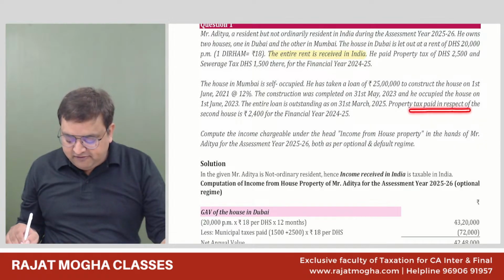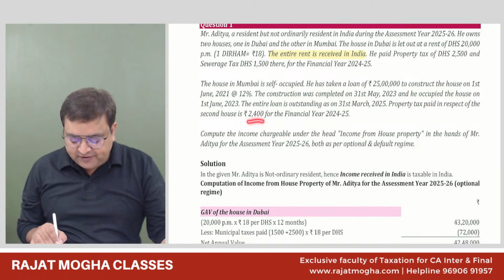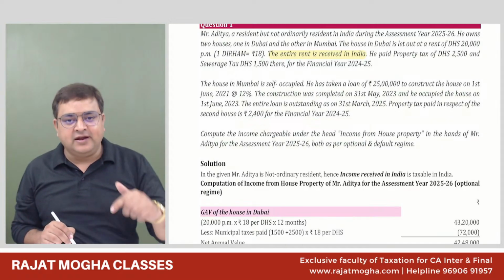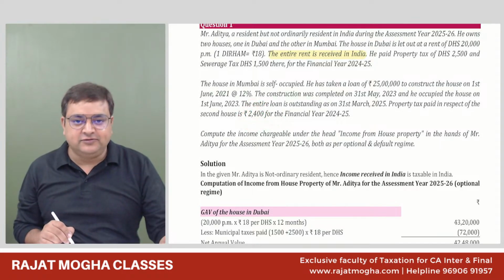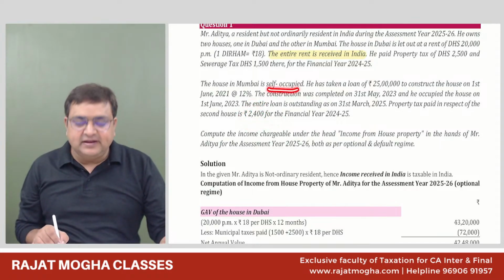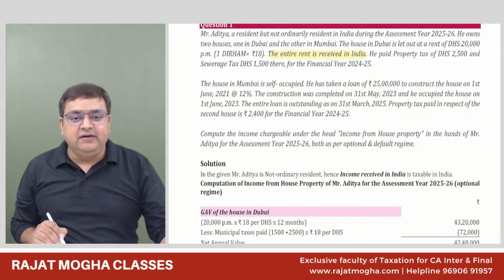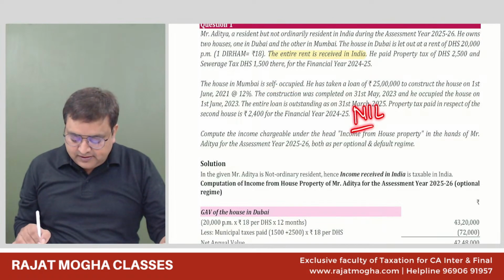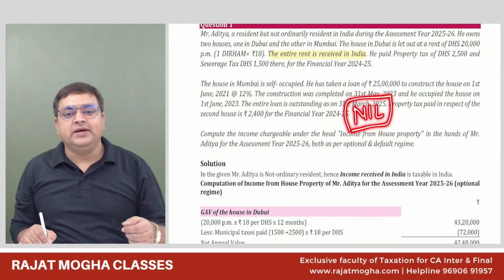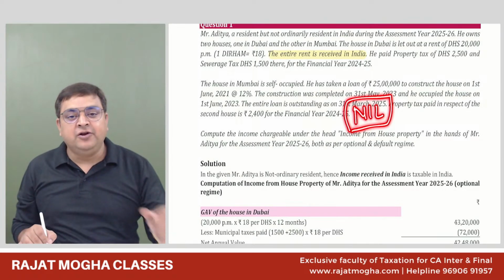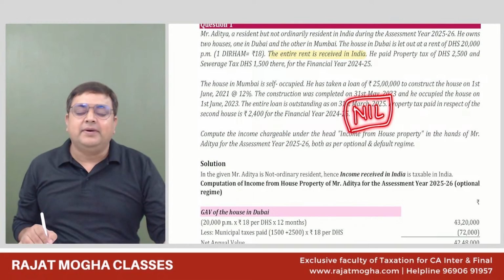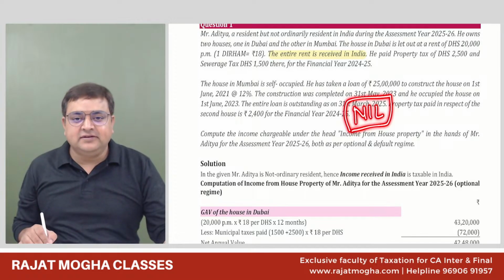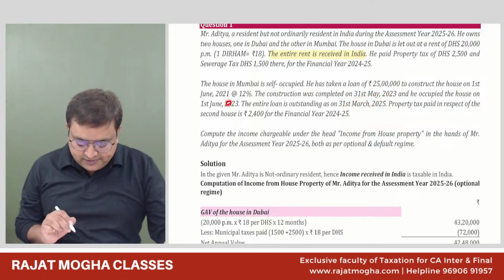Property tax paid in respect of the second house is 2,400 for the financial year 24-25. For the second house means Mumbai house. So for Mumbai house he has paid 2,400, but it is a self-occupied house. Now we understand if it is a self-occupied house, the NAV will be taken as nil. Correct. And if this guy is following default tax regime, we will not give the deduction of interest also, interest on borrowing for self-occupied property. But if this person is following optional tax regime, then we can give the deduction maximum up to 2 lakh rupees because he has taken a loan.